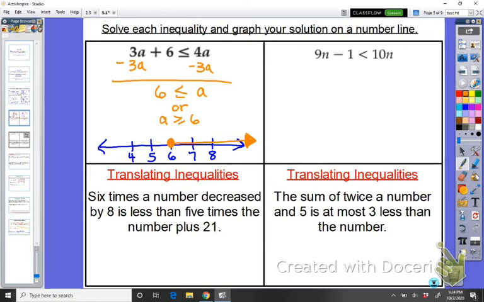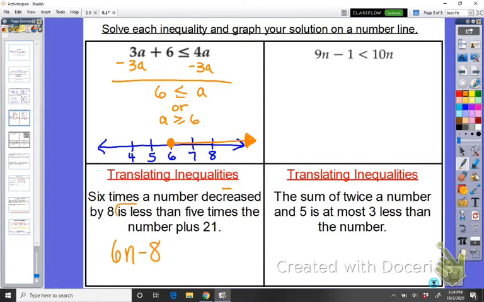And then you have to translate. Translating inequalities. 6 times a number decreased by 8 is less than 5 times the number plus 21. So let's break it down. 6 times a number. That should look like 6 times n. Decreased by 8. Decreased by means subtracting 8.